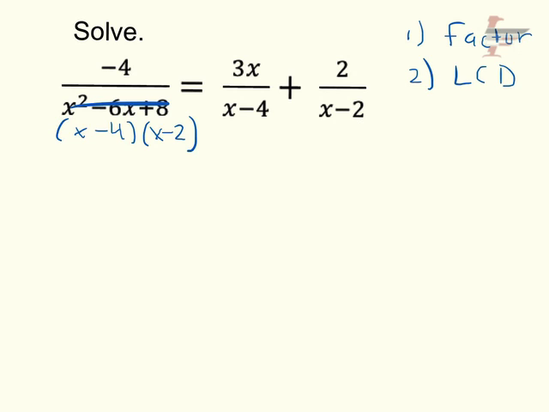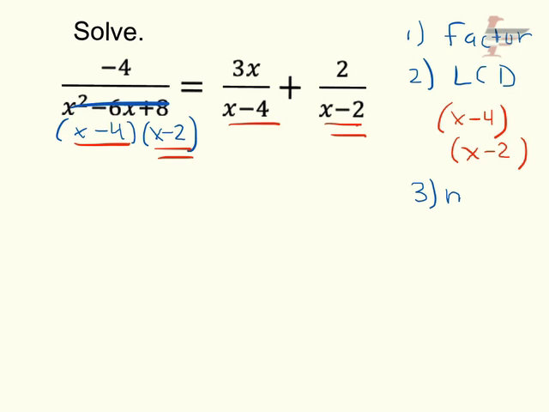So the first fraction, the x minus 4, is shared by the second fraction. And the x minus 2 is shared also. So your LCD is x minus 4 times x minus 2, and that takes care of everything in all denominators. Then the third step, and here's what changes from adding and subtracting to solving, is that you're going to multiply the numerator by the entire LCD and not by just what it's missing from that common denominator. So I'm going to take the negative 4 times the LCD.